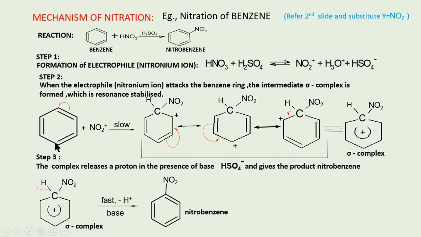Here two molecules are involved, one is nothing but benzene, the other one is nothing but the electrophile. So rate of the reaction depends on the concentration of both benzene as well as the electrophile, and it gives rise to three resonating structures like this. When we shift the pi bonds, at last this is equivalent to the formation of the sigma complex. And from the sigma complex, when a hydrogen is removed as proton in presence of a base, and it is the fast step, the product nitrobenzene is obtained.